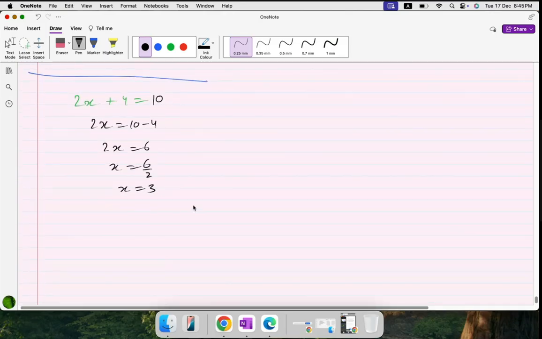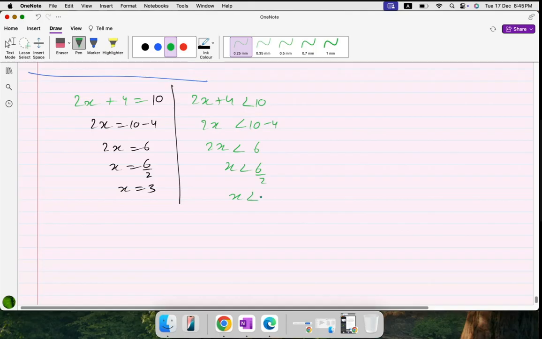I'm going to repeat all those steps with a sign of inequality. 2x plus 4 is less than 10. 2x is less than 10 minus 4. 2x is less than 6. x is less than 6 by 2. So x is less than 3. It doesn't matter if we have the sign less than, less than or equal to, or greater than or equal to.